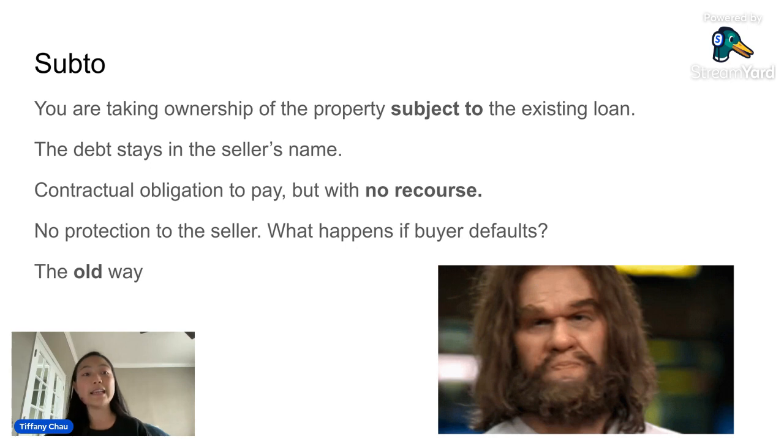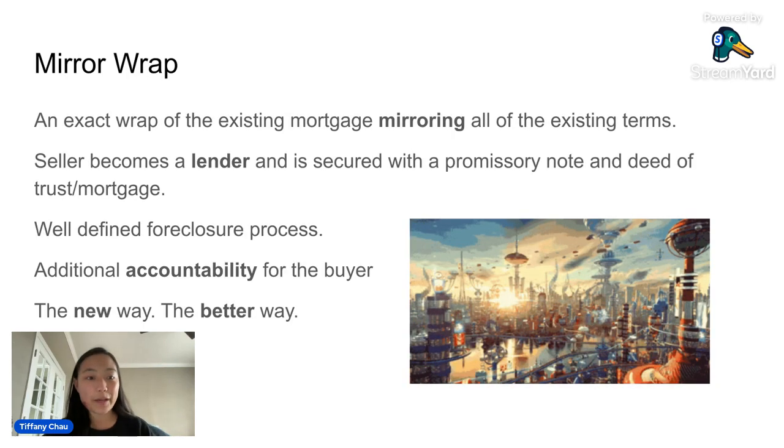So, that being said, what I consider the better way is the mirror wrap, which is an exact wrap of the existing mortgage and all the existing terms, right? So that existing mortgage, you're going to wrap a new note around that. So in this case, the seller will become the lender, and they're going to be secured via a promissory note and a deed of trust or mortgage, depending on what state you're in.